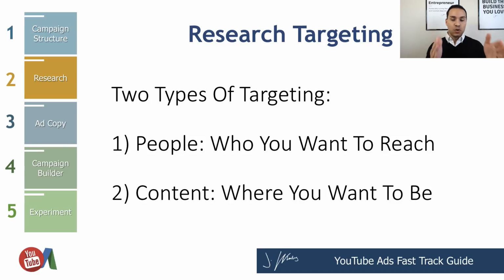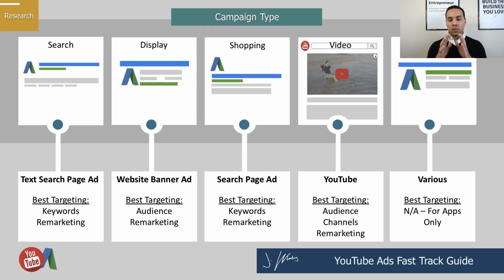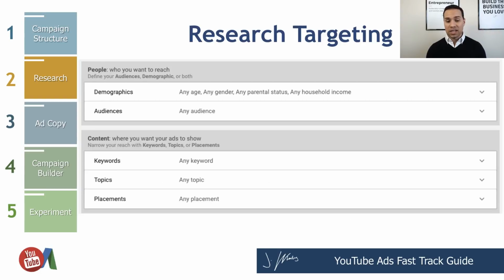So one is about who's watching and the other is about the content that's being presented. And so just to quickly review, we're doing a video ad campaign. So there's different types of targeting. You may have heard of different types of targeting based upon other campaign types. In this tutorial, I'm going to be focusing on audiences, channels, and remarketing because that's what's most effective for YouTube and getting good quality, cheap views.